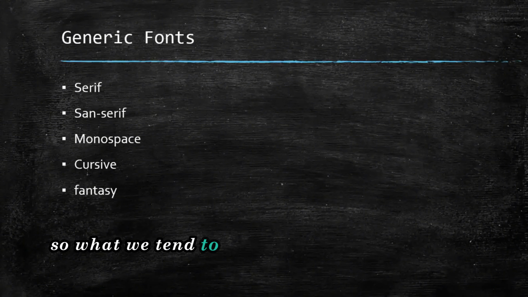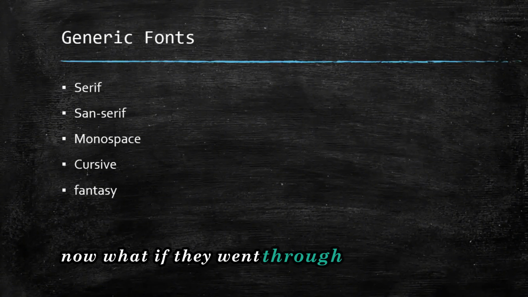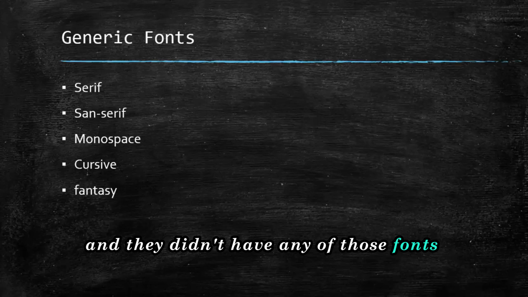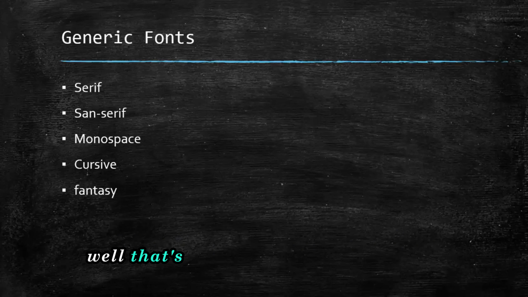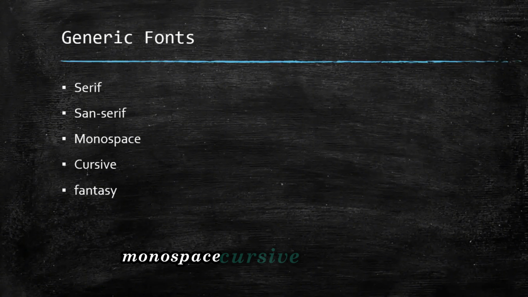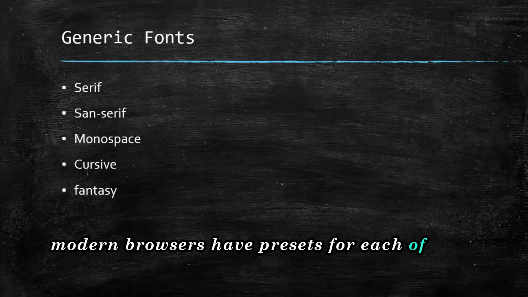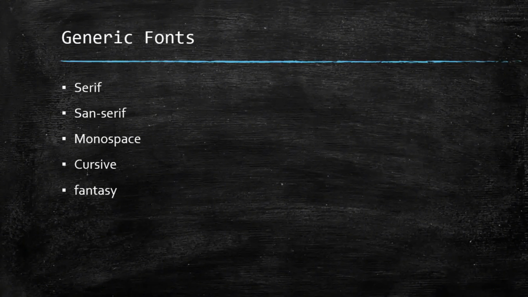So what we tend to do is hedge our bets a little bit and supply a list of different fonts to use in case they don't have our first choice. Now, what if they went through the whole list and they didn't have any of those fonts installed? Well, that's where generic fonts come in. There are 5 generic fonts that we can use: serif, sans serif, monospace, cursive, and fantasy. And the good thing is modern browsers have presets for each of these 5 fonts.